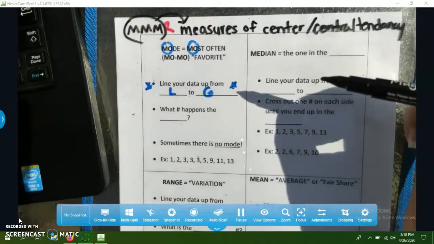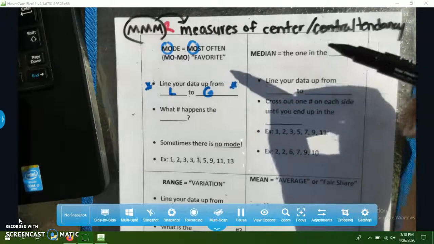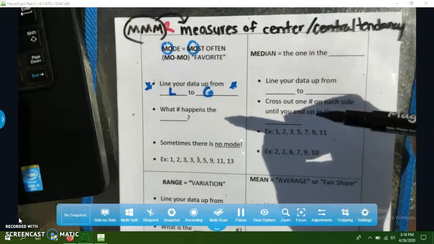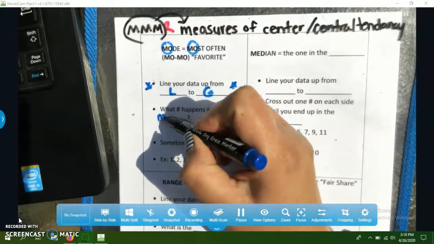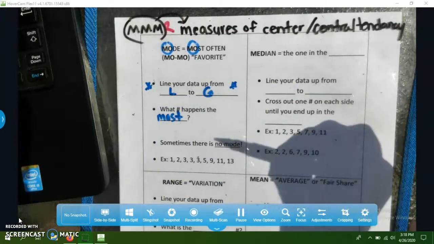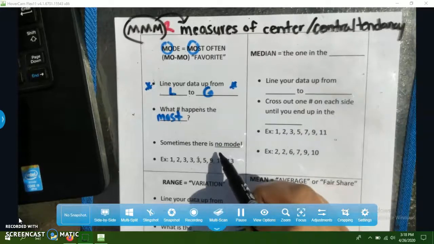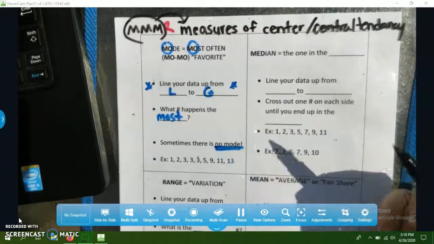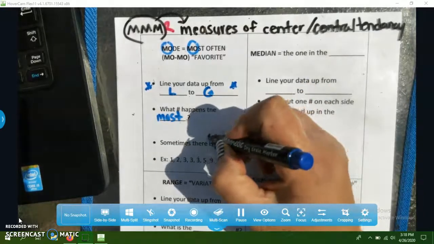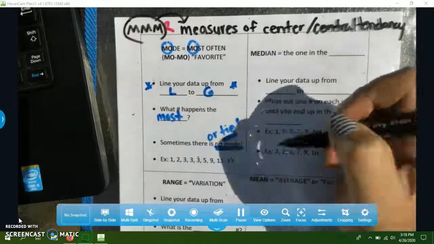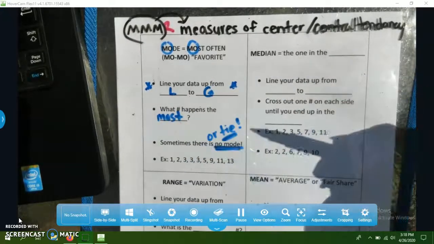Now, if I want to know the mode, I'm looking for the number that occurs the most often, also known as the favorite number. So what number happens the most? The mode is the number that happens the most. Now, here's the interesting thing about mode. This is the only one out of the four we're going to learn that sometimes there is no mode, or sometimes there can be a tie. This is the only one out of all four that this can happen.